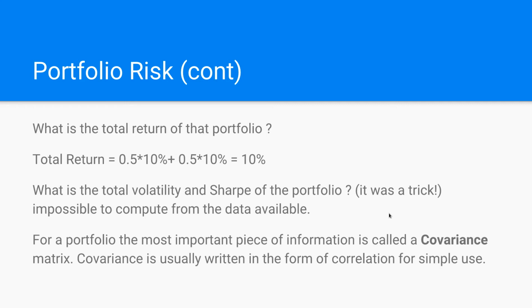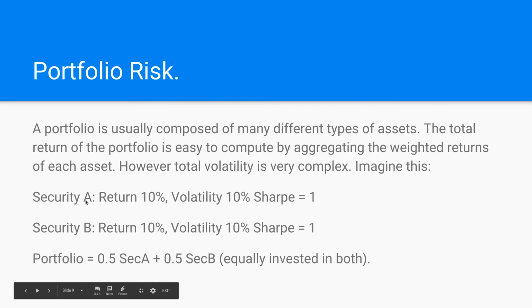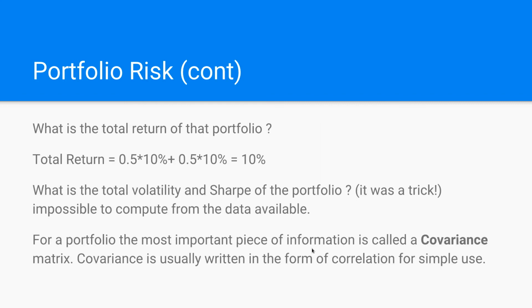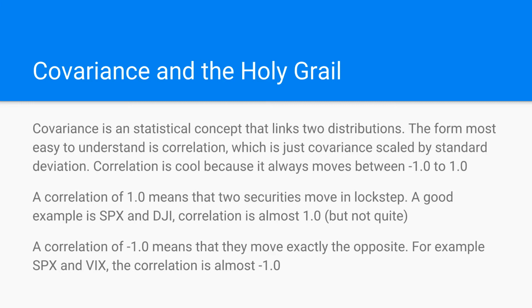We need a very important piece of information. What we're missing here is something called the covariance matrix. We just need to find the covariance between security A and security B. The name doesn't sound familiar, maybe if you took statistics in college you might remember it. But for most of you, the most familiar name will be correlation. So what we need is the correlation between these two assets. And what is the correlation?